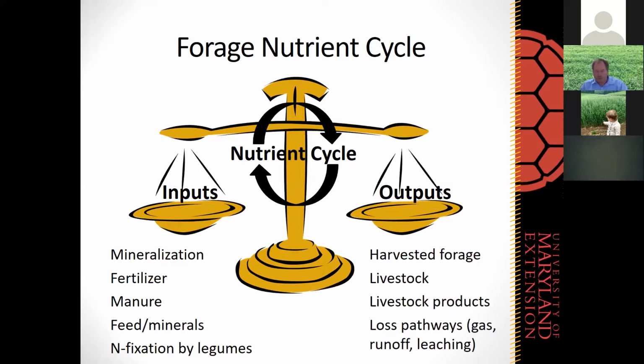For outputs, and this is particularly important with forages, we remove a tremendous amount of nutrients when we take off biomass from forages. We'll talk a little bit about that. That includes harvested forages fed to livestock or livestock products like milk that we're taking away from that field, and other loss pathways, so things like runoff, leaching, and evaporation through gas.